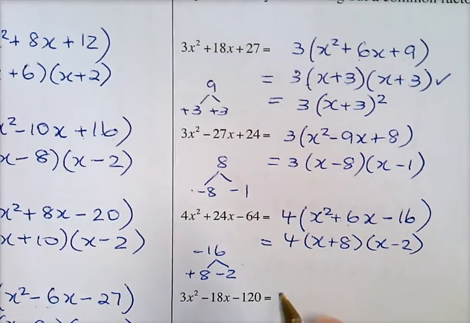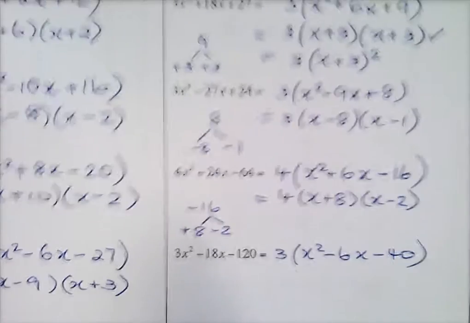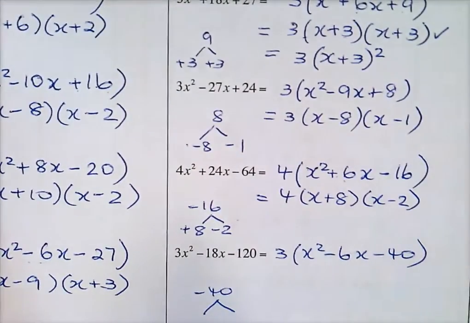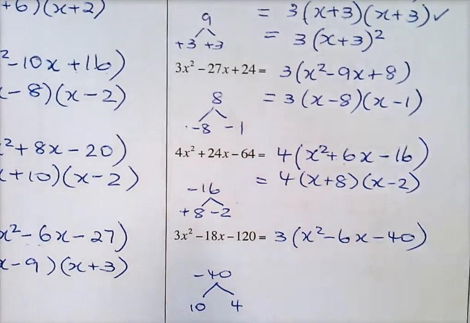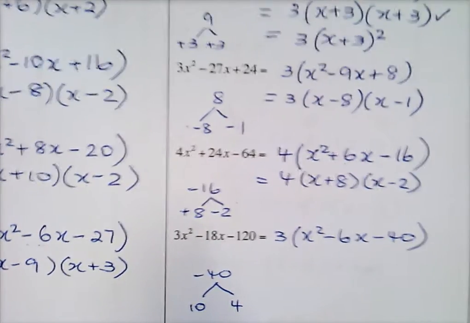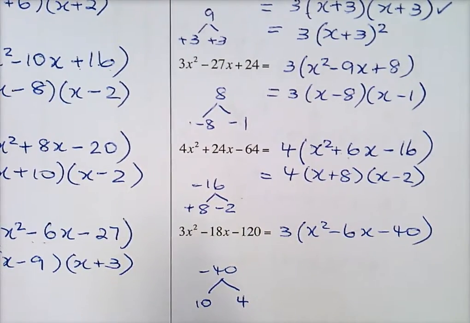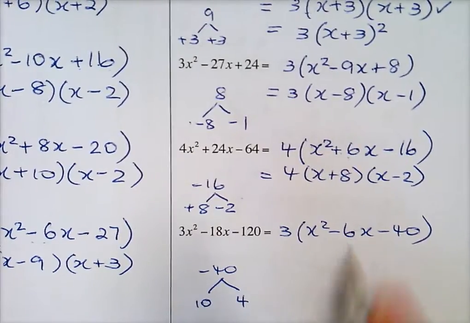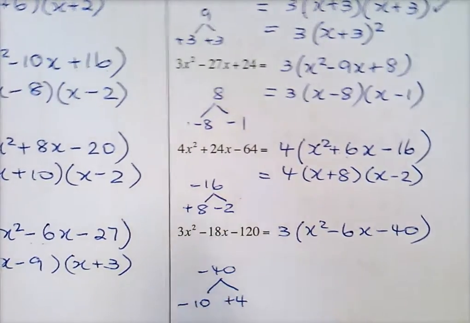And the last one, 3 bracket x squared minus 6x minus 40. I need two numbers that multiply to give negative 40, but add up to give negative 6. It's got to be 10 and 4, because if you subtract them, you'll get 6. What you do, you just look at the 10 and 4 and you say, yes, I can make 6. Don't worry about it being negative 6 yet. Just know that you can make a 6. Now you decide how you're going to get the negative 6. What are we going to do? You need minus 6. More minuses than pluses. Negative 10 plus 4.